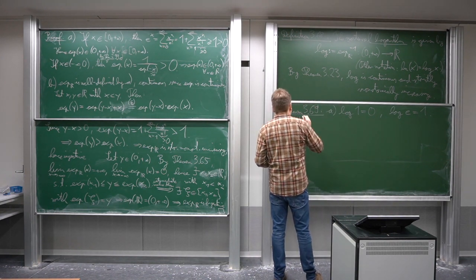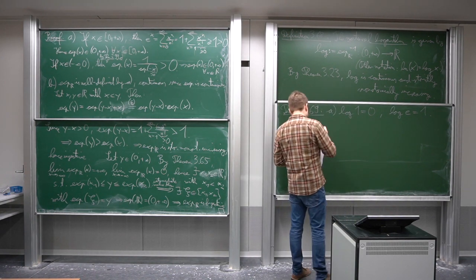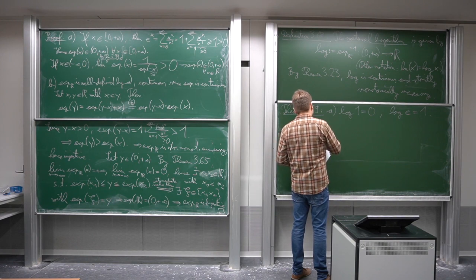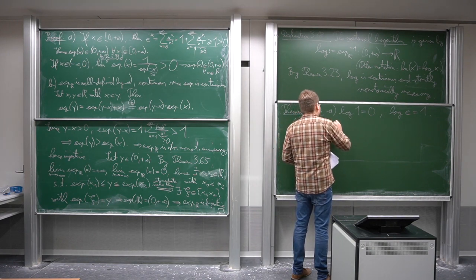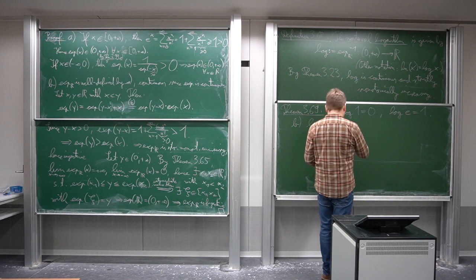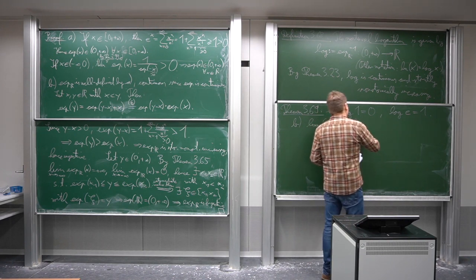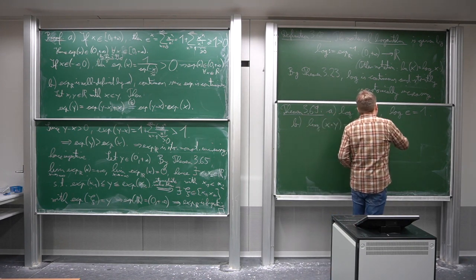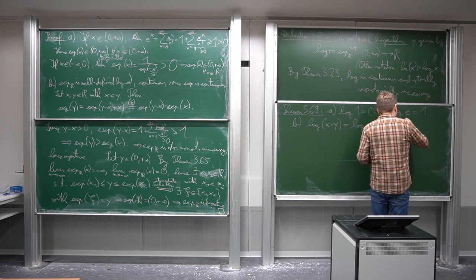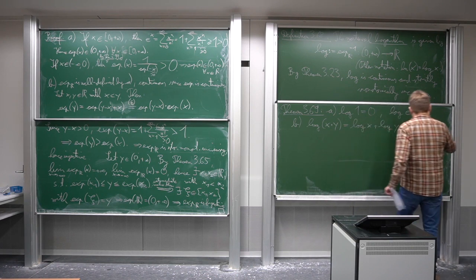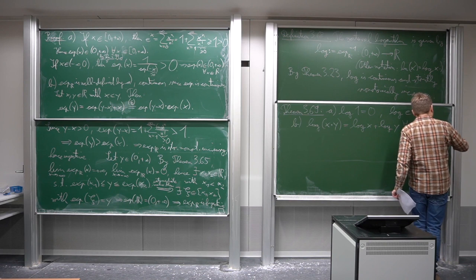Okay, by this miracle equation I called E, this has a consequence for logarithms as well, namely there this does the opposite thing. The log of x times y is log x plus log y for all x and y in the domain 0 to plus infinity.